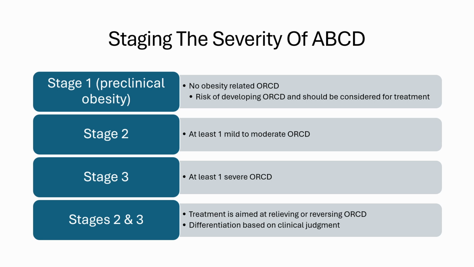Individuals diagnosed with stage 2 have at least one mild to moderate ORCD. Individuals assigned to stage 3 have one or more severe obesity-related complications and diseases. In stages 2 and 3, treatment is aimed at relieving or even reversing obesity-related complications and diseases. The differentiation between stage 2 and stage 3 will be based on the provider's clinical judgment, which is based off the physical exam, lab tests, symptomatology, and other diagnostic procedures.